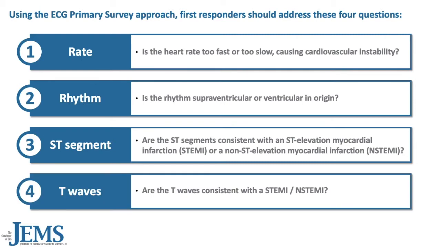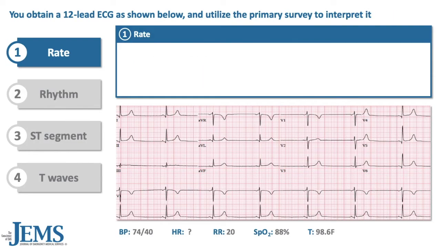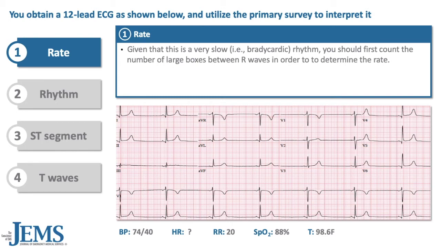Now that we have this organized approach in mind, let's look at the ECG in the context of the primary survey, beginning with the heart rate. To determine the rate, let's pick an R wave that falls on a black graph line of the ECG, and then count out the number of large boxes until the next R wave appears.